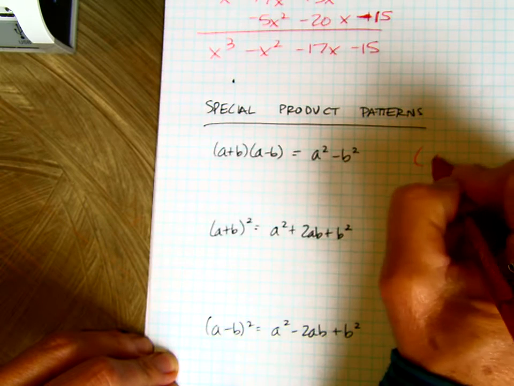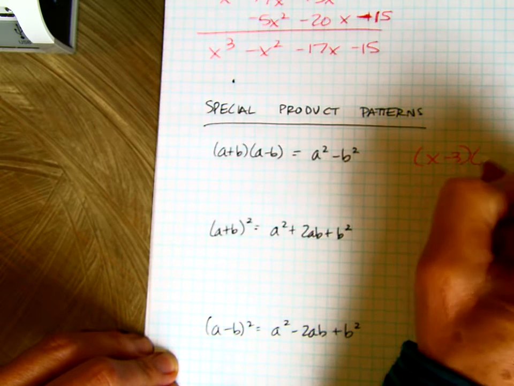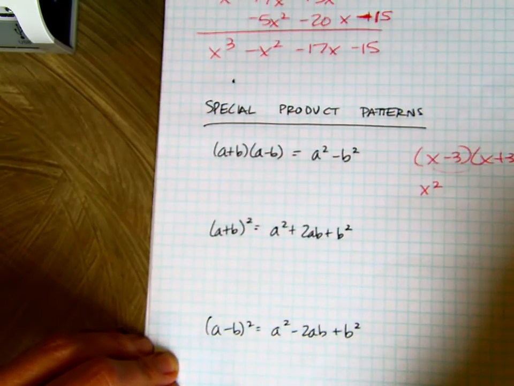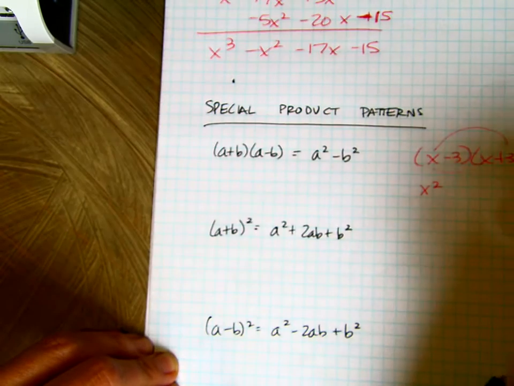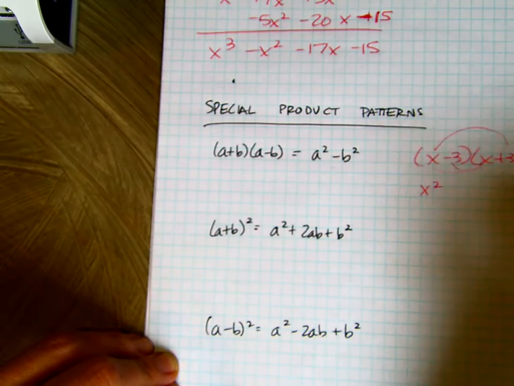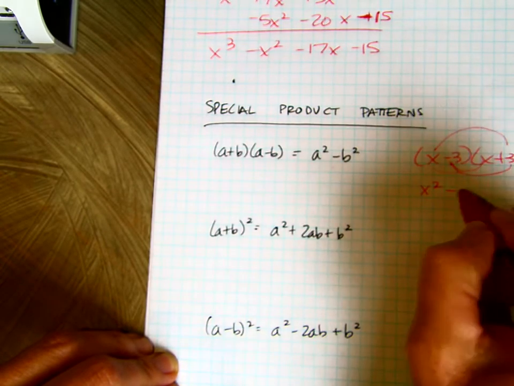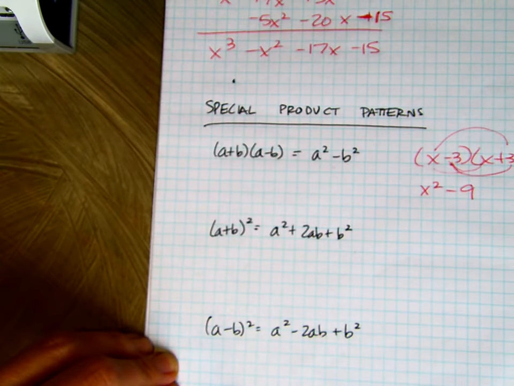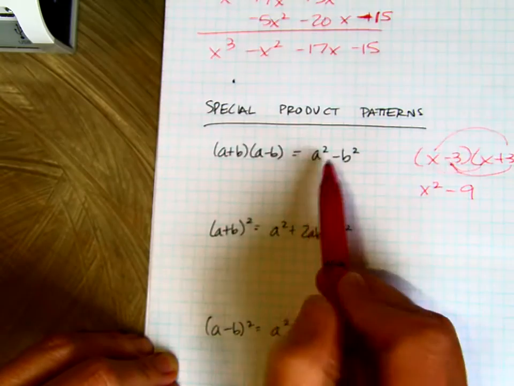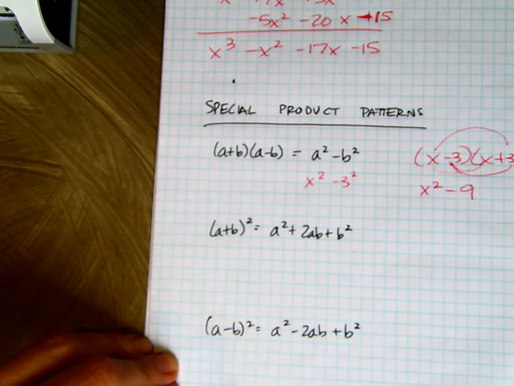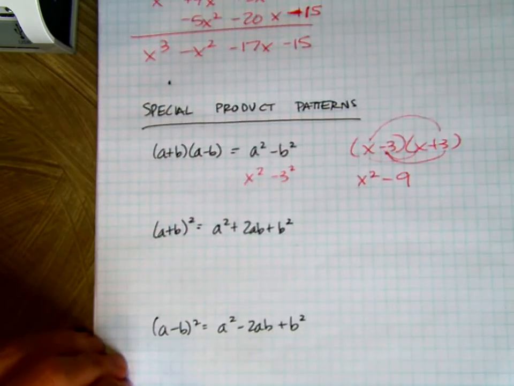So think about it. Suppose I have an x minus 3 times an x plus 3. What happens? X times x is x squared, and then the outer is a positive 3x, the inner is a negative 3x. They cancel, and then I would do negative 3 times positive 3. I get a minus 9. So there's an x squared minus a 9. So that is technically x squared minus 3 squared, right?